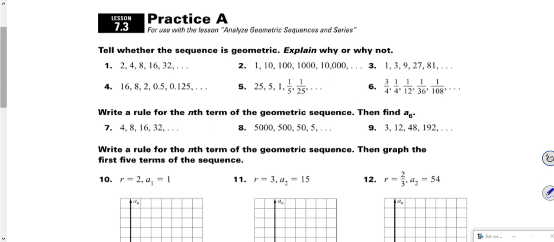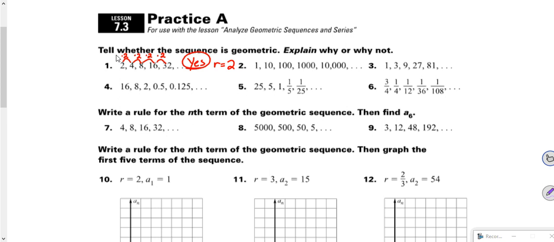But say for number 1 here, to get from 2 to 4, we're multiplying times 2. 4 to 8, multiplying times 2. 8 to 16 times 2. 16 to 32 times 2. So I would say this is a big fat yes, and my r is 2. Didn't really tell me to identify my r, but I think it kind of goes without saying. Now, number 4, I'm going to kind of go down. I'm just going to do random ones of these. You all can do the ones that are left.